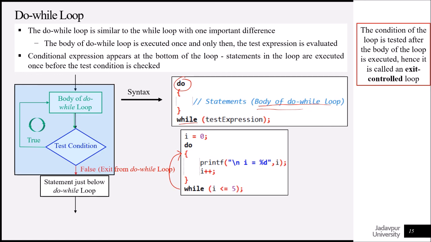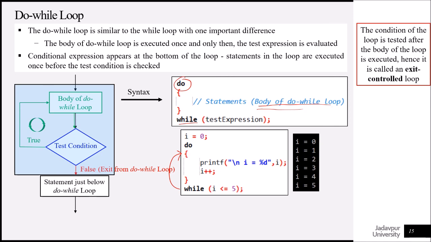Now, the printf would output a value of i equal to 1. Then the update statement would increase the value of i to 2 and the condition would be checked again. Needless to say, this is again evaluated to true as 2 is less than 5 and the loop would be repeated again. So what we obtain here as output is something like this. So it starts with i equal to 0, goes up to i equal to 5.